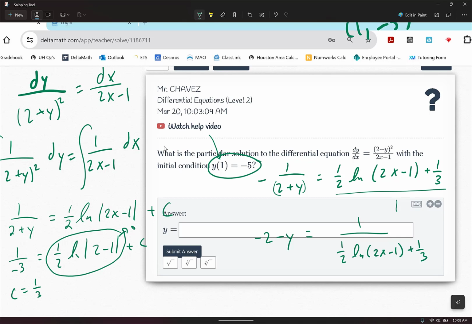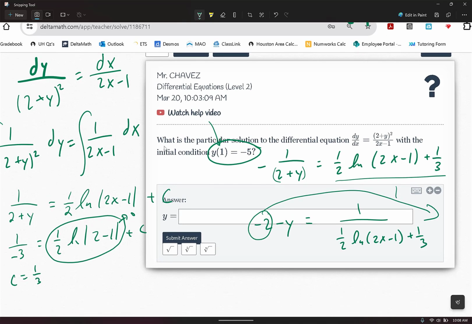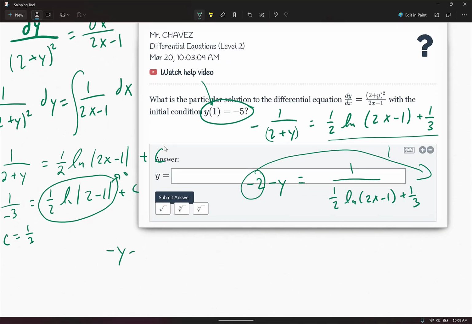Okay, next. Move the 2 to the right-hand side of that. So now I'm going to have -y equals 1 over [1/2 ln of (2x - 1) plus 1/3], and then all that plus 2. Notice that the plus is on the outside. Are we still okay? Yeah.